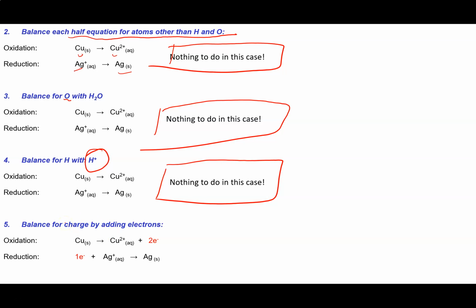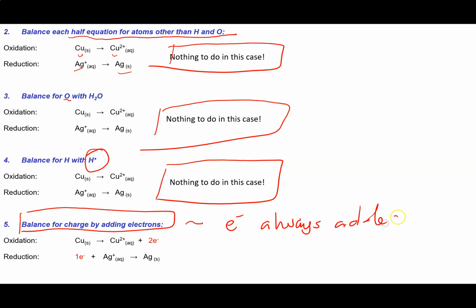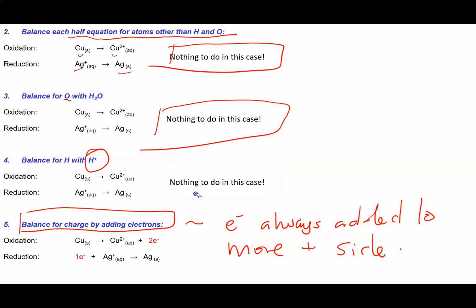This step you always have to do, number 5. It is balance for charge by adding electrons. And the electrons are always added to the more positive side. So let's have a look here. If I look at my oxidation half reaction, I can see that the total charge on the left is 0 and the total charge on the right is +2. So I have to add 2 electrons to get the right hand side down to 0.